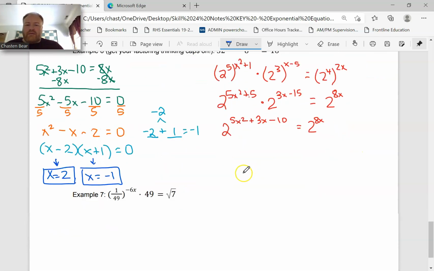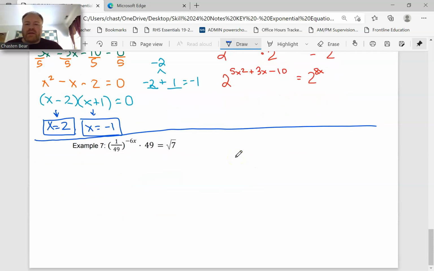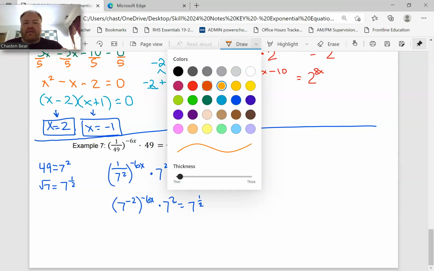All right, for this last one, I'm going to talk you through this one relatively quickly. I'm running low on time. We know that 49 is just 7 squared. Okay, and we know that square root of 7, hopefully you remember this, is 7 to the 1/2. So I want you to rewrite these real quick. And if you rewrote these correctly, this is what it will look like.